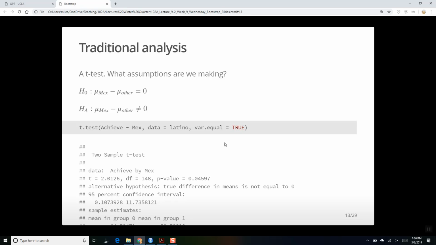If you don't set the variances equal, if you are not going to assume that they're equal, then it's technically called a Welch 2-sample t-test or a Welch test. But anyway, we get a p-value of around 0.0459, okay, 0.046.